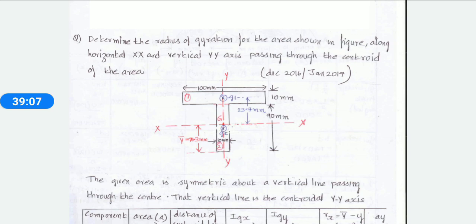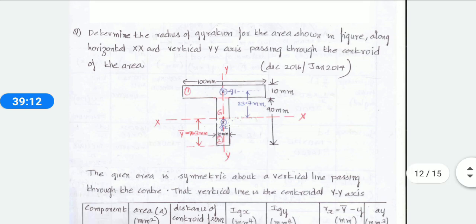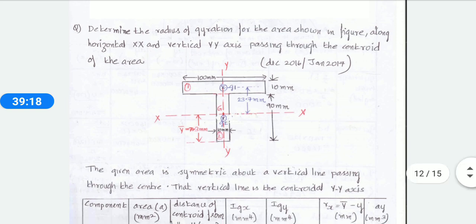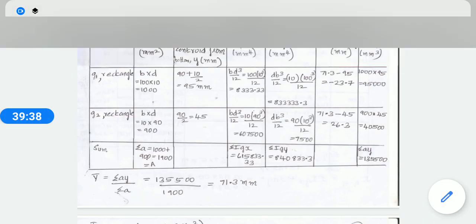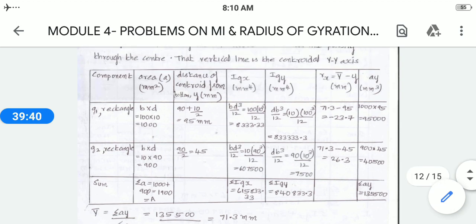See, in the question they had given: determine the radius of gyration for the area shown in figure along the horizontal x-axis and y-axis passing through the centroid of the area. What they are mentioning is like the horizontal axis and your vertical axis are passing through the centroidal area. That means your capital G. They are passing through the centroidal area. If the question comes like that, that is passing through the centroidal axis, that means your formula will differ.